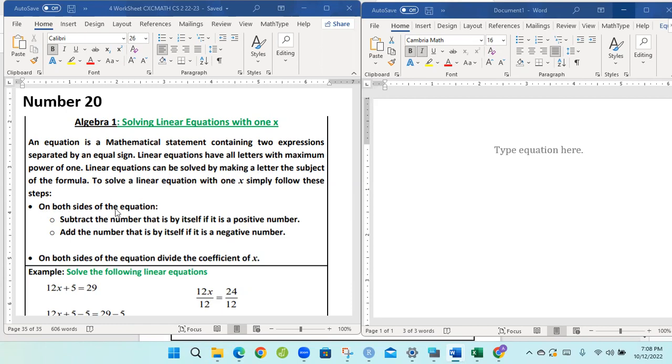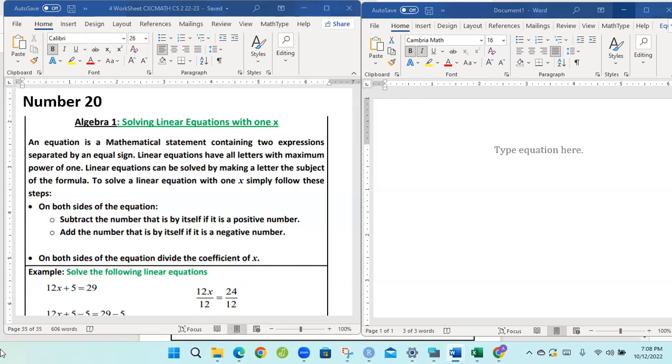On both sides of the equation, subtract the number that is by itself if it is a positive number, and add the number that is by itself if it is a negative number. So if it's a positive number, you subtract it out. If it's a negative number, you add it out. You do the opposite of the sign.